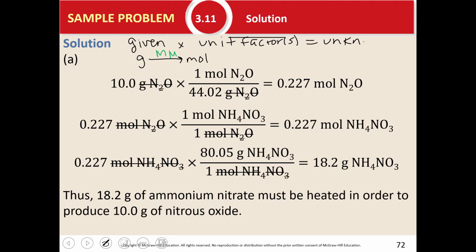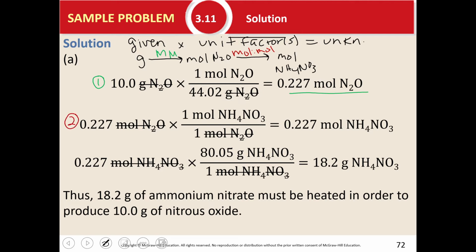Molar mass. So the first step here is to convert to moles of dinitrogen monoxide. Once I have moles of dinitrogen monoxide, I can convert those moles to the moles of the NH4NO3 needed to make that 10 grams. And we're going to do that with our mole to mole ratio directly from the balanced chemical reaction. So this is step 2 here.